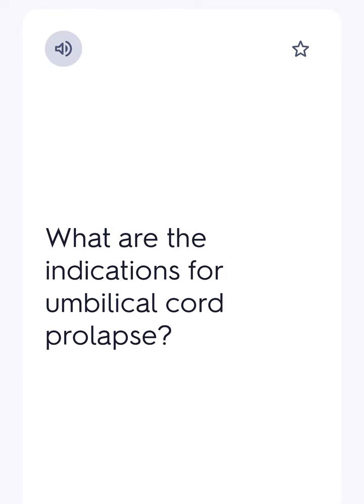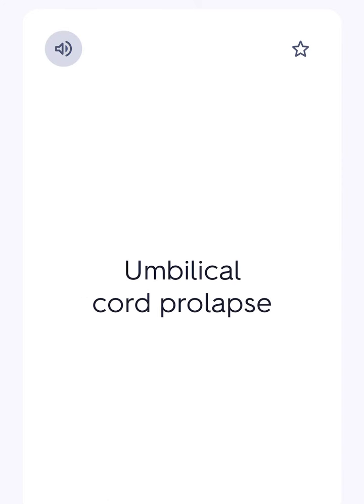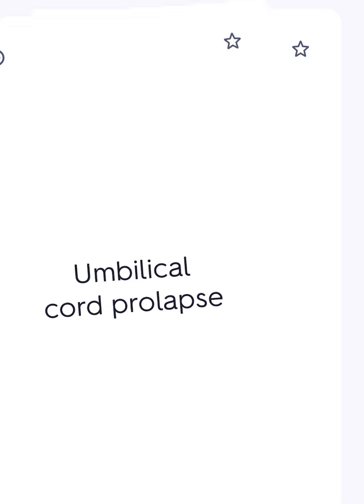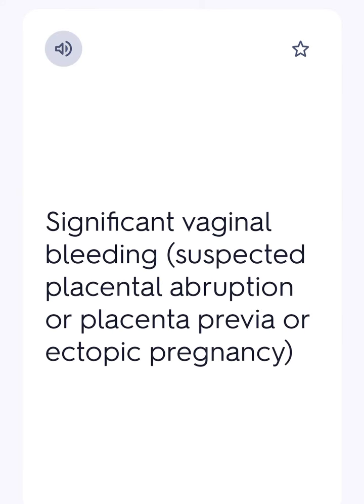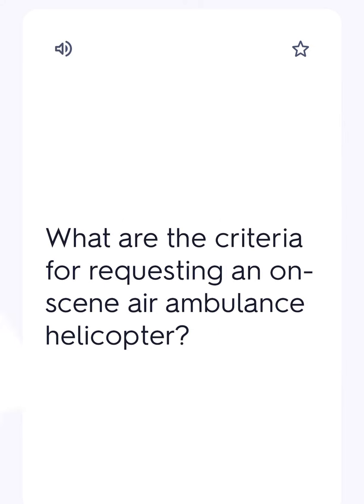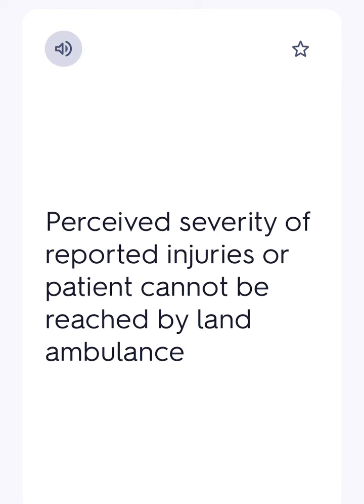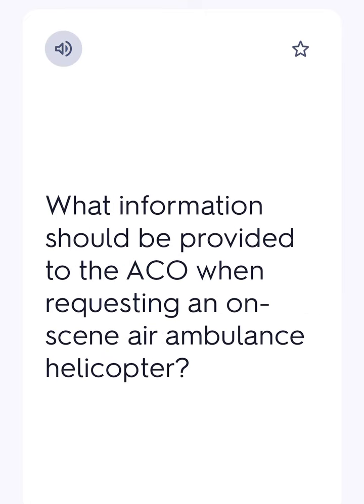What are the indications for umbilical cord prolapse? Umbilical cord prolapse. What are the indications for significant vaginal bleeding? Significant vaginal bleeding. What are the criteria for requesting an on-scene air ambulance helicopter? Perceived severity of reported injuries or patient cannot be reached by land ambulance. What information should be provided to the ACO when requesting an on-scene air ambulance helicopter?